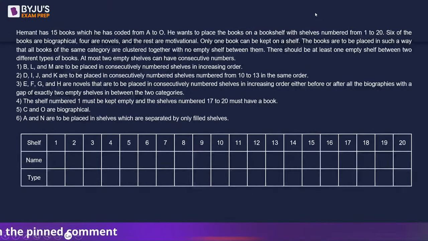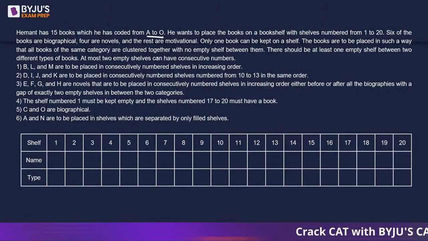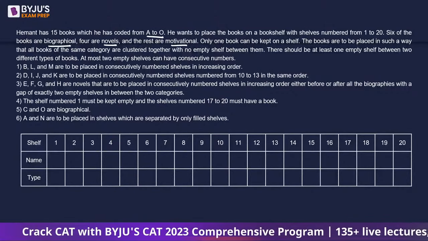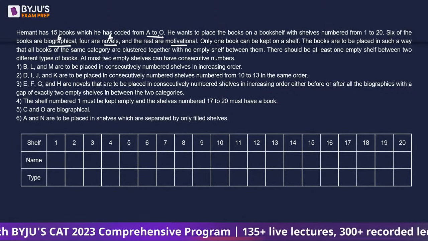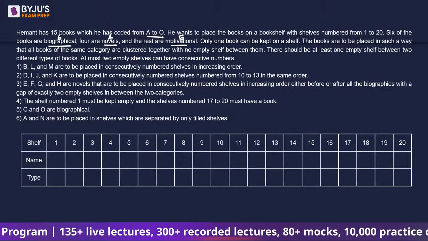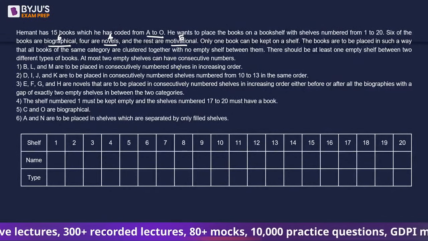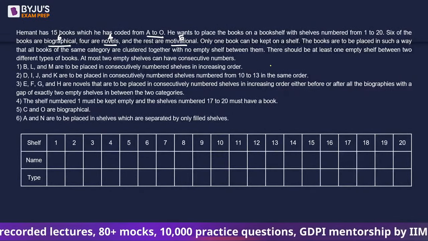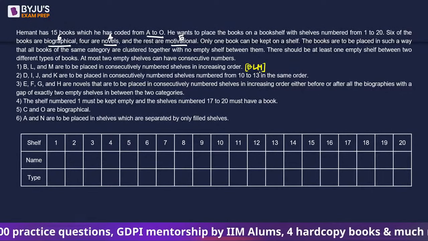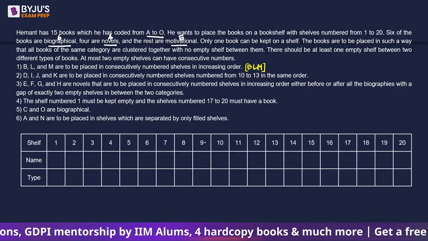So this is the arrangement. These are the shelf numbers from 1 to 20. We have the names of these books from A to O, and the types being biographical, novels, and motivational. Remember, biographical we have 6 of them, novels we have 4, and motivational we have 5. From these statements, first statement, BLM are placed in consecutive number shelves in increasing order. We don't know where to place them. We just know that they are going to be together. So not yet complete, we'll leave it as such.